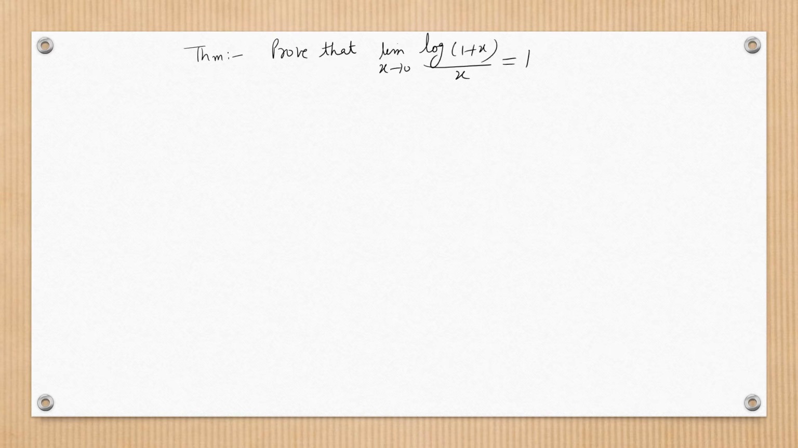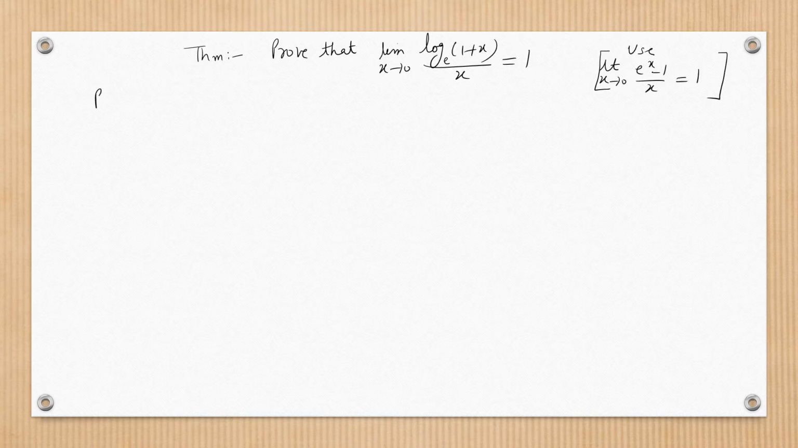This result is your exponential one. So our next theorem is to prove that limit x approaches 0 of log of (1 plus x) upon x is equal to 1. Here the base is the natural one, that is, log to the base e. And for proving this result, we will be using the result that we have just proved, that is, limit x approaches 0 of (e^x minus 1) upon x is equal to 1. Okay, so how to prove it?